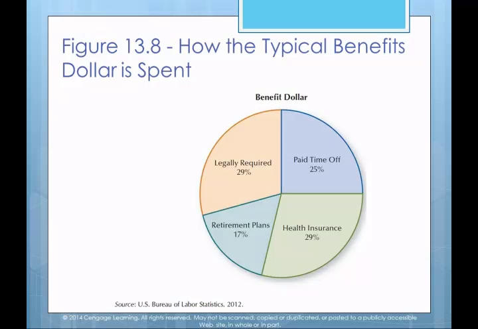So 13.8 is how the typical benefit dollar is spent. 29% of the dollar is spent on legally required benefits, 25% is paid time off, 17% is retirement plans, and 29% is health insurance.